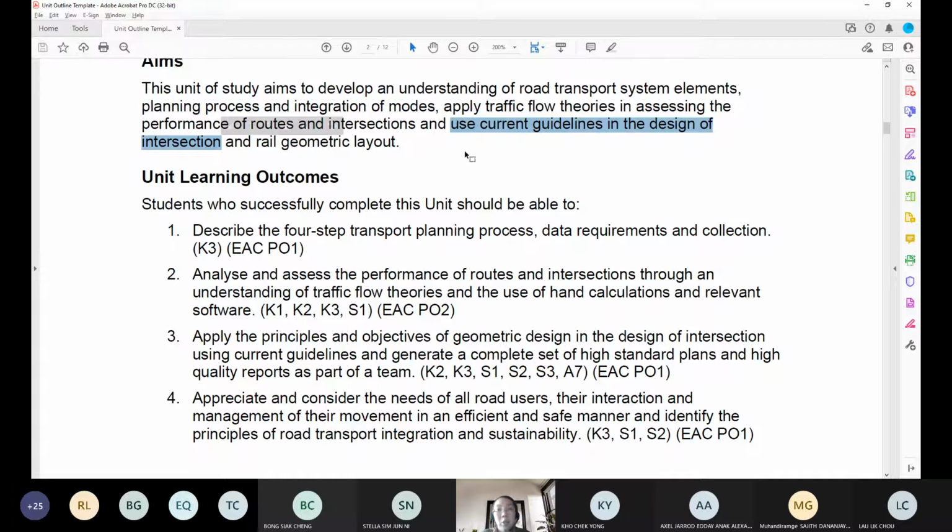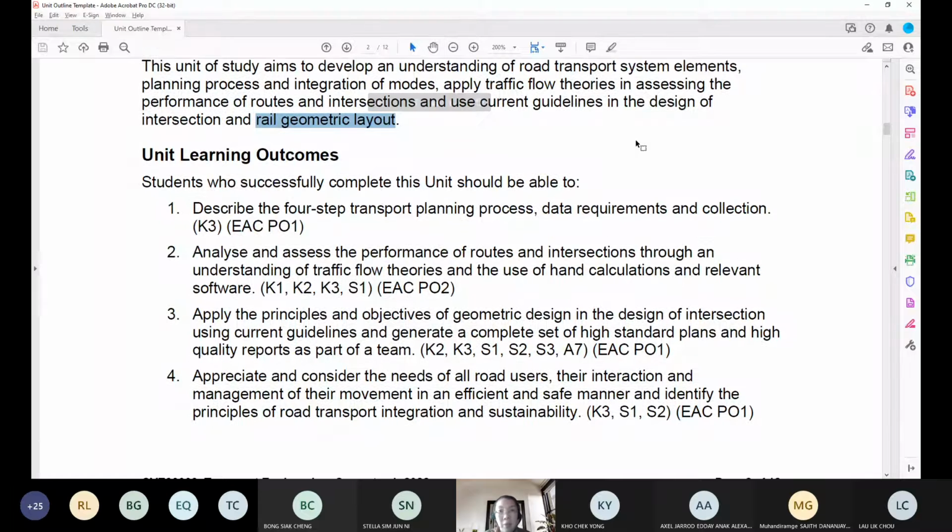So this designing is actually in terms of the geometry. I'm pretty sure you have learned about road geometry design in your previous unit. And therefore, in this unit, we will be not designing roads, but we'll be designing intersection. Okay. And one of the topic, a last part of the unit, will look at real geometric layout. Okay, so that is in a very broad sense, the aim of this unit.